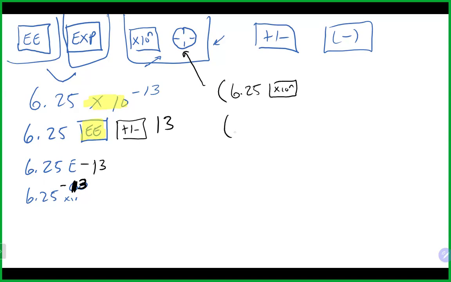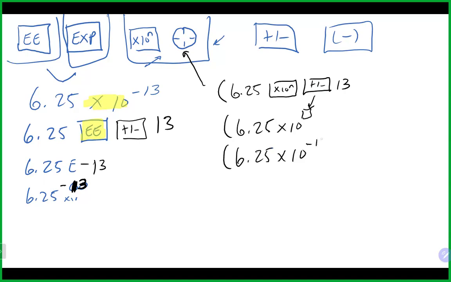And again, your display will look like this, 6.25. It'll pop a times 10. You will have a blinking cursor up on top of the 10, so it'll sit there and start blinking right about now. You could finish the rest of it like normal. You could hit your negative button and 13. It will then turn this into 6.25 times 10 to the negative 13. You will now have your blinking cursor next to the 13 up on top.